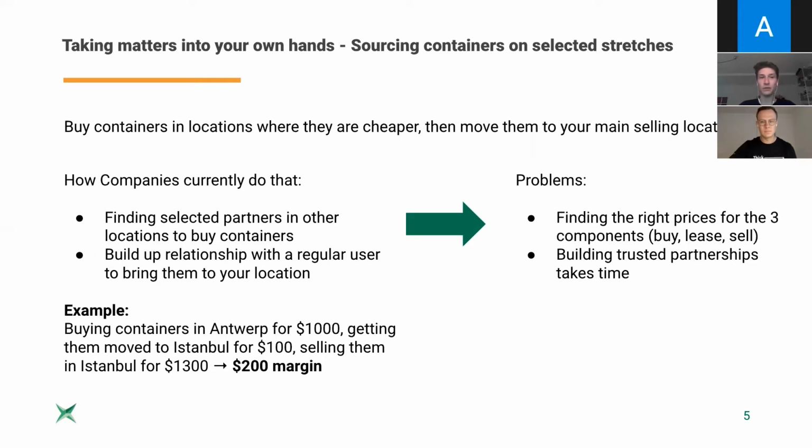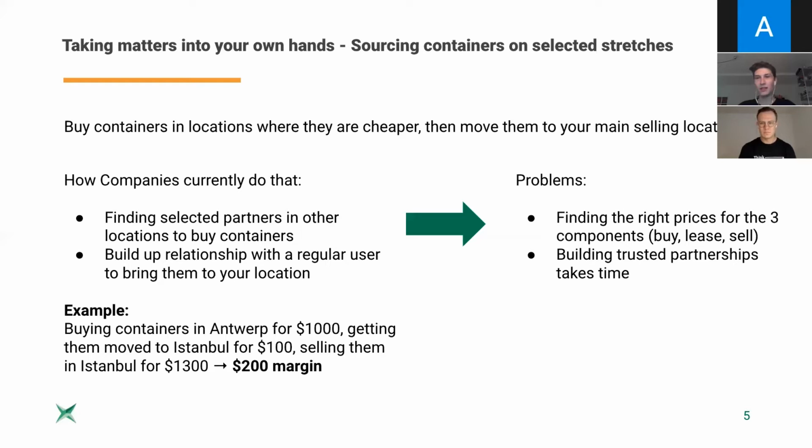Maybe as an example, you could buy, and I know these prices are just for the example, there's sadly no containers anymore for $1,000 in Antwerp, but let's say you buy a container for $1,000 there, then you get it moved to Istanbul, paying $100 to move the container there, and then in Istanbul the price is 1,300, and you sell it there, which means you end up with a $200 margin on this trade and on this deal, which is great, but there's again several problems and maybe questions.